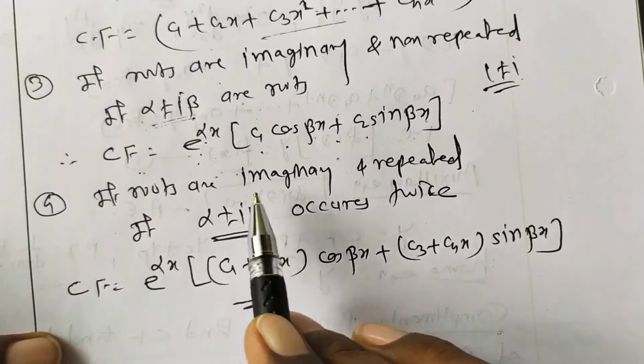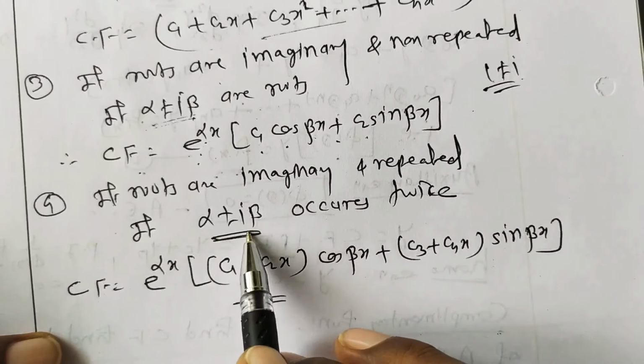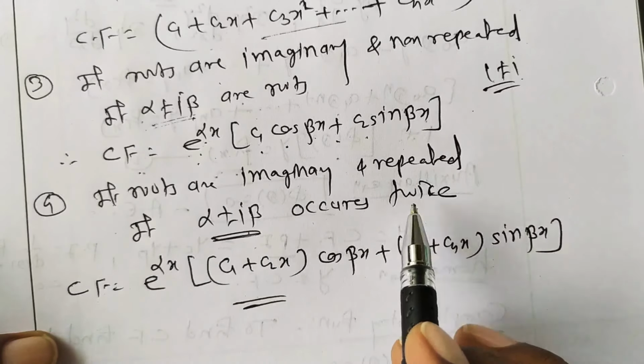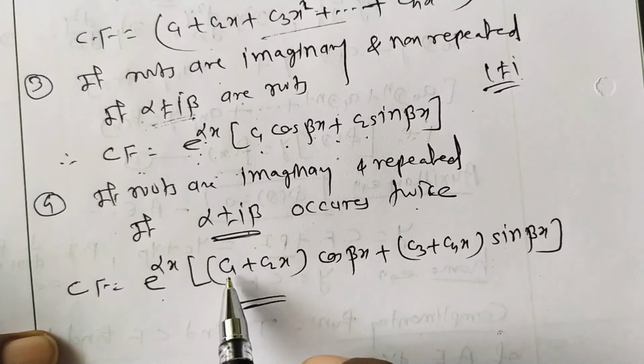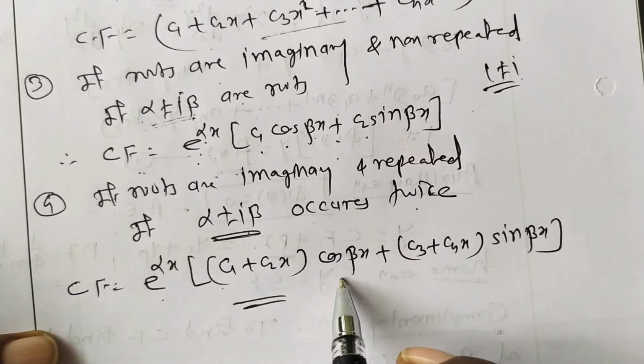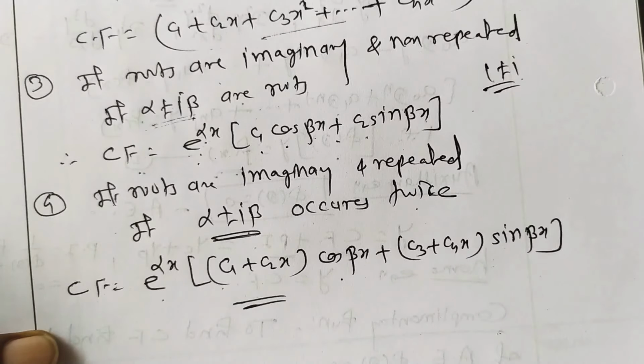And if roots are imaginary and repeated, suppose alpha plus minus i beta occurs twice, so total 4 roots are there, then we can write CF equal to e to the power alpha x into (C1 plus C2x) cos beta x plus (C3 plus C4x) sin beta x.